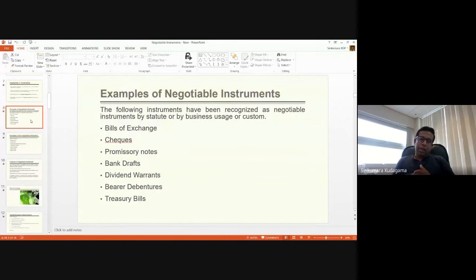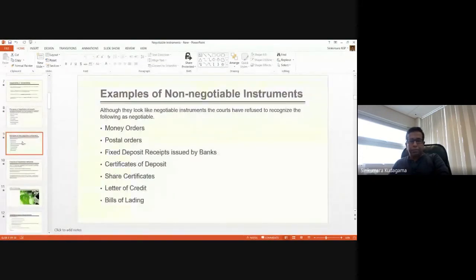All these things are negotiable instruments that are given here. Bills of exchange, checks, promissory notes, bank drafts, dividend warrants, bearer debentures, treasury bills, all these things can be termed negotiable instruments because they inherently have the nature of negotiability. These are some examples of non-negotiable instruments. You see that although these look like negotiable instruments prima facie, these are not really recognized by the courts of law, by the law, as negotiable instruments.